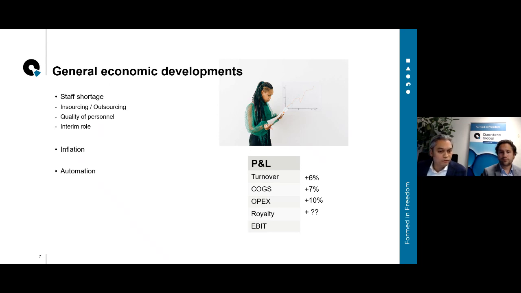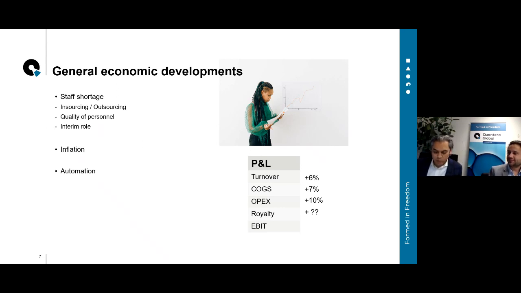Some general economic developments definitely have an impact or will have an impact on your transfer pricing policy or your tax policy, and are something to deal with as a company. It is not really a big secret: we're having a bit of a staff shortage in all industries. Not only our company. No, not specifically our company, Adrian.